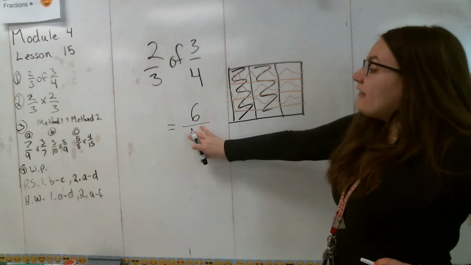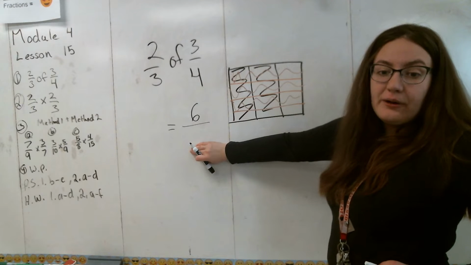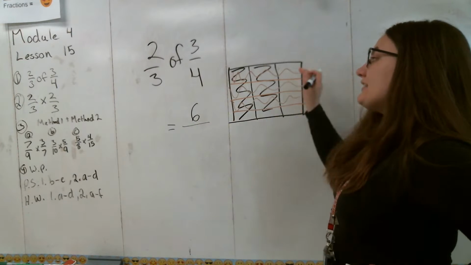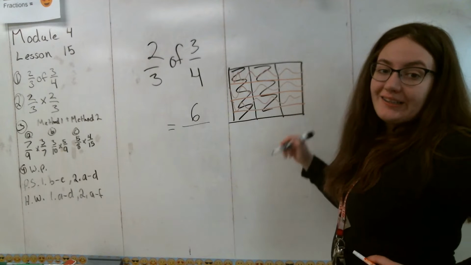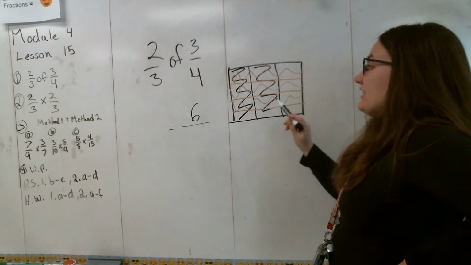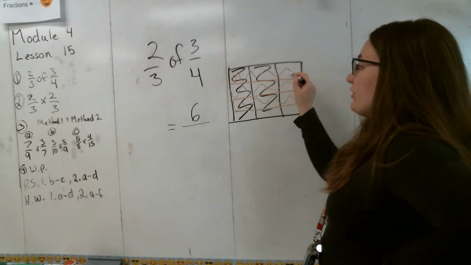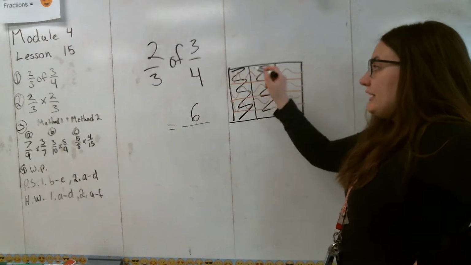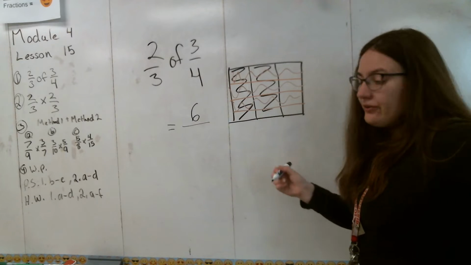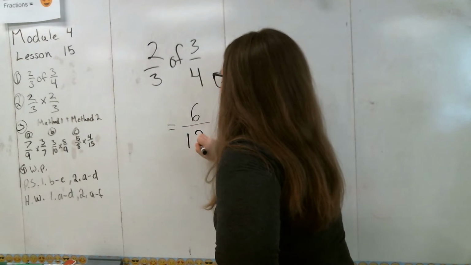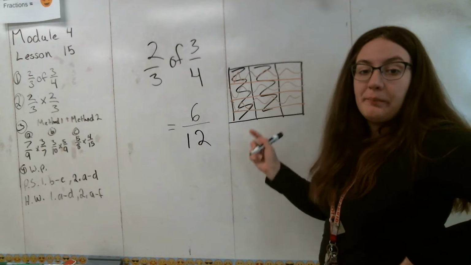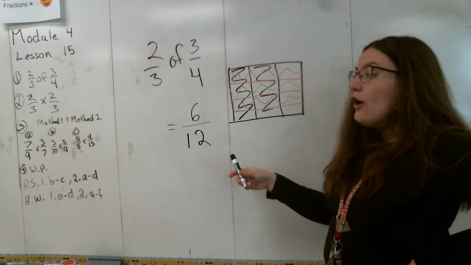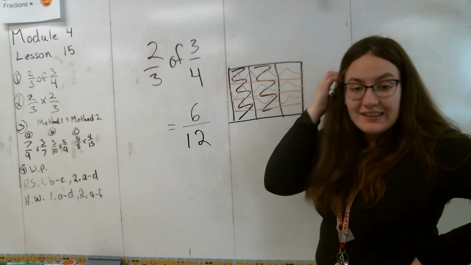And then to find the product for my denominator, I need to count how many units or how many boxes that I have. So I can easily do this by counting over 1, 2, 3, and then counting down 1, 2, 3, 4. 3 by 4 is 12. So that gives me an answer of 6/12. But remember, just like the last lesson, we need to make sure that our answer is simplified.